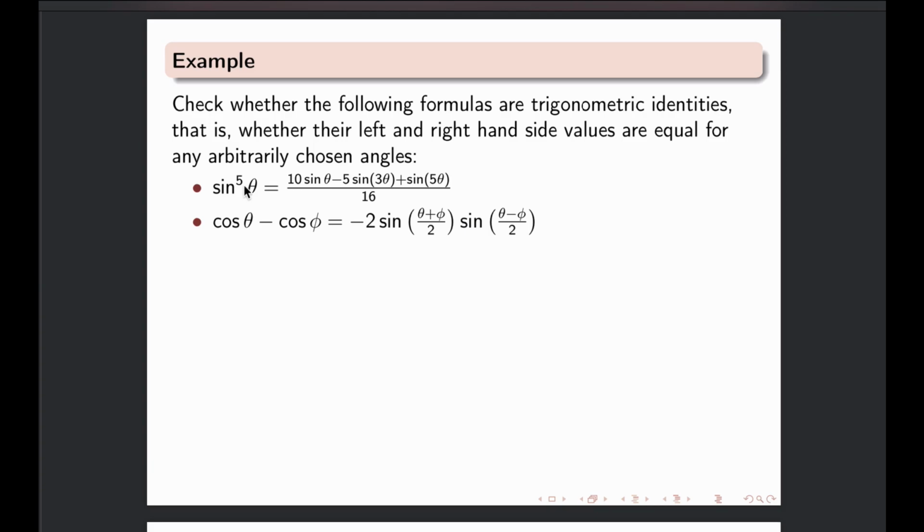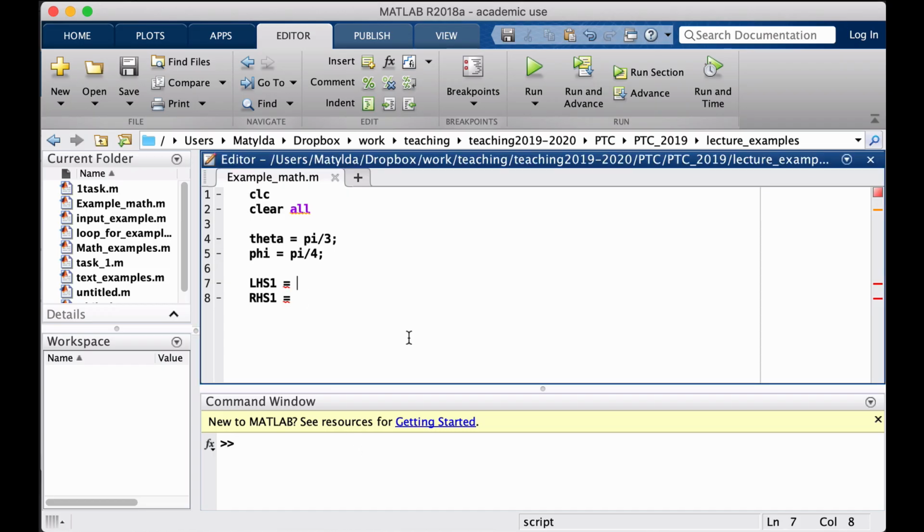So sine power 5 theta. Remember that you cannot put that power here on the sine, because first you have to tell Matlab that you actually want to calculate sine of theta, and only that number, this result, gets raised to power 5.